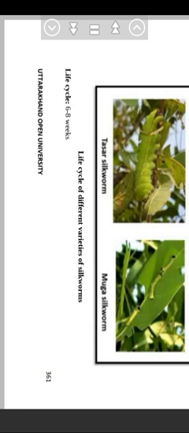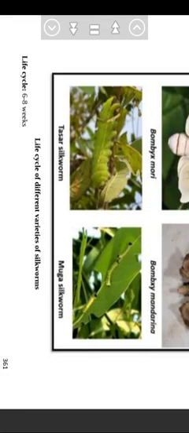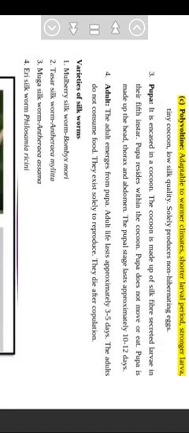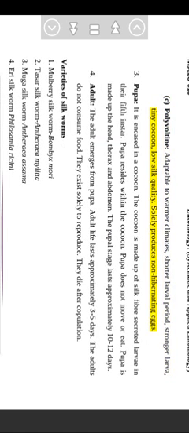Polyvoltine. Adaptable to warmer climates, shorter larval period, stronger larva. Tiny cocoon, low silk quality. Solely produces non-hibernating eggs. 3. Pupa. It is encased in a cocoon. The cocoon is made up of silk fiber secreted by larvae in their 5th instar.